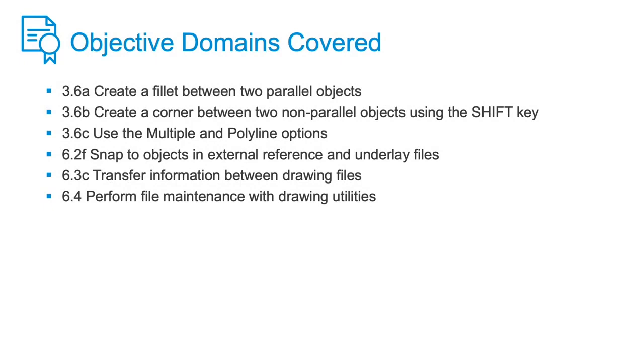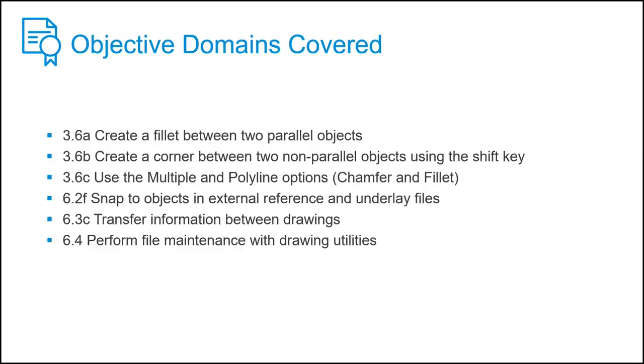In this lesson, I demonstrated the ability to use object snaps in external references and underlays. I reviewed some of the more advanced options in chamfer and fillet, like multiple and polyline. I showed you how to use the Shift key to create a corner using fillet. The Shift method allows you to retain whatever radius value you are using in fillet. Copy with Base Point allows you to copy objects from one drawing to another. Finally, I showed you how to use the Overkill tool to eliminate overlapping lines in your drawing.